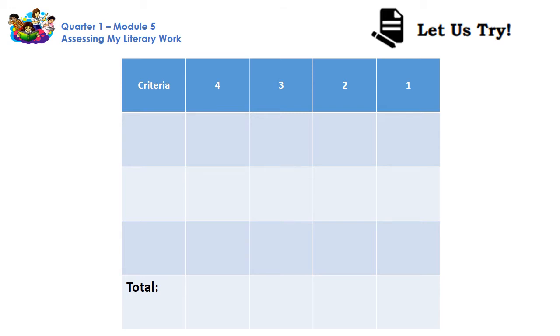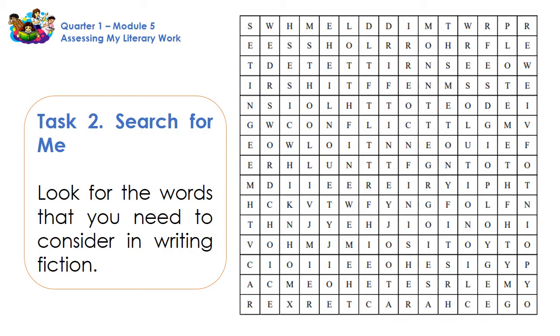Using the template, make your own rubrics at a scale of 1 to 4 with 3 criteria on how to assess a piece. This time, you are going to do Task 2, entitled Search for Me. Using the crossword puzzle, look for the words you need to consider in writing fiction.